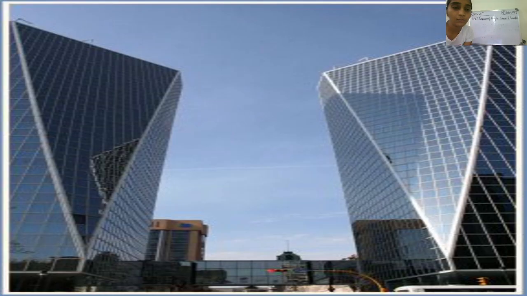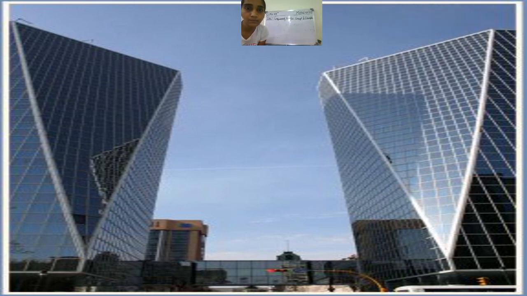Now, students, I'm going to show you one more image. Just look at this one and try to tell me whether these two triangles shown here in the big buildings are looking congruent to you?